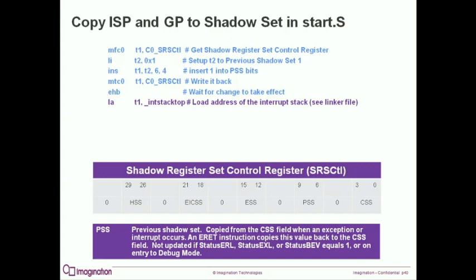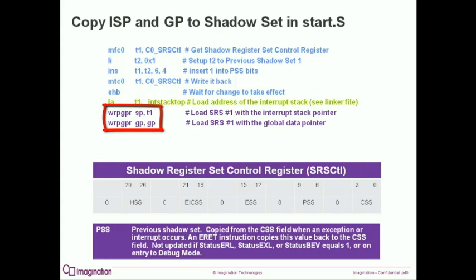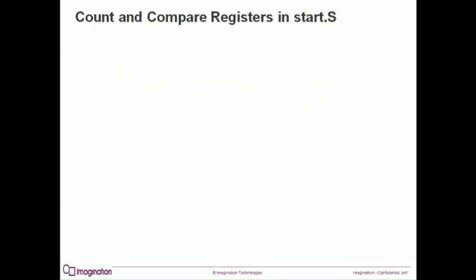The interrupt stack, like the regular stack, is allocated by the linker file. The variable _int_stack_top is defined in the linker file and points to the top of the stack. I use the load address instruction to load it into the T1 register. I now load the shadow register set with the interrupt stack pointer and the global pointer.